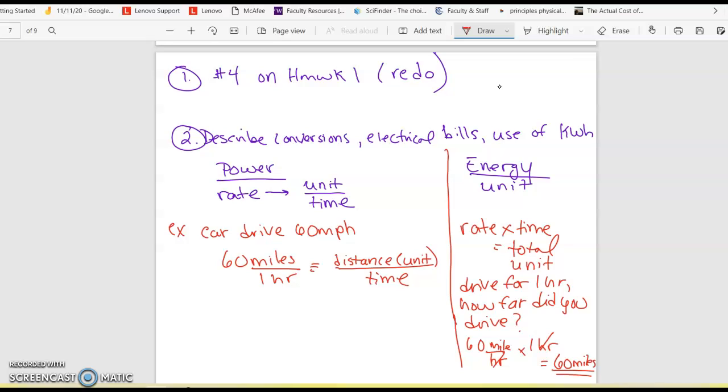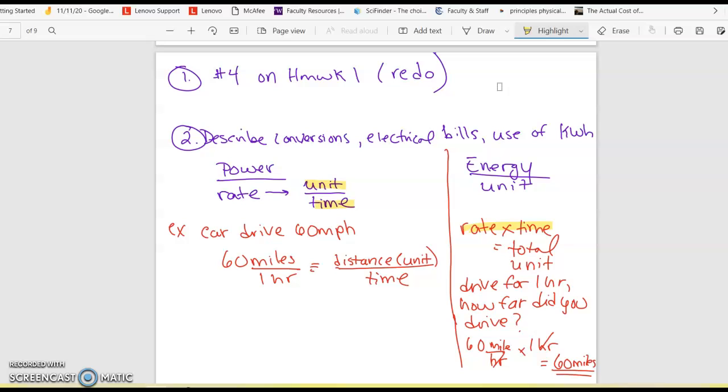The rate gives you part of the answer. Okay, so rate times time. Meanwhile, if you take your unit, divide it by your time, that gives you your power.